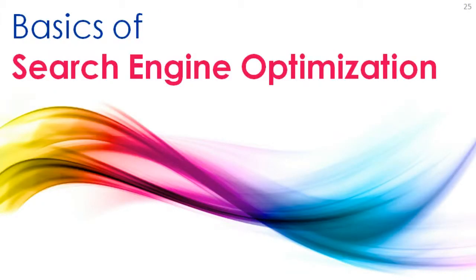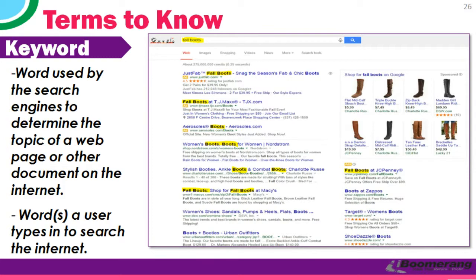So now let's talk about the basics of search engine optimization. I'm going to start with some terms that you should know. First is keyword. A keyword tells the search engine what a web page or other document is about. It's also the word or phrase that a search engine user types into the search box. As explained before, the search engine matches the user's keyword to websites that are about the keyword and then displays the most useful and relevant results.